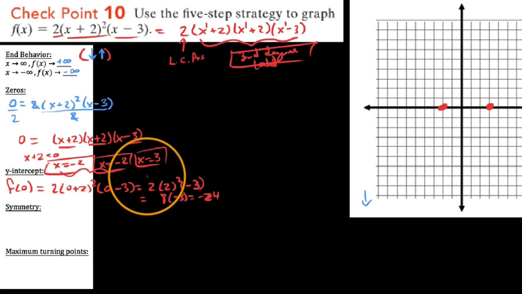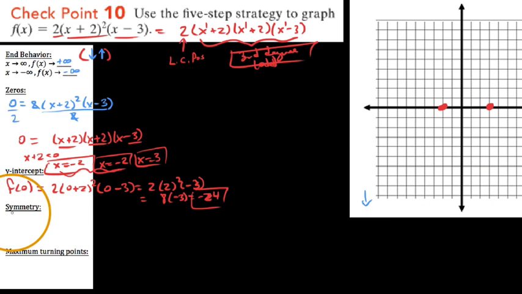Negative 24 here. Let me just check my math to make sure I did this right. We have 2 times 2 times 2 times a negative 3. That certainly is a negative 24. So we're going to hold on to that, because that's one thing that doesn't even fit on my graph here, which I kind of love about this problem.